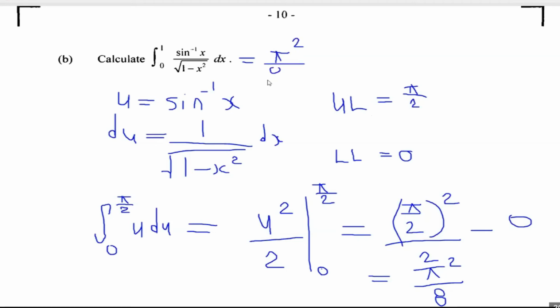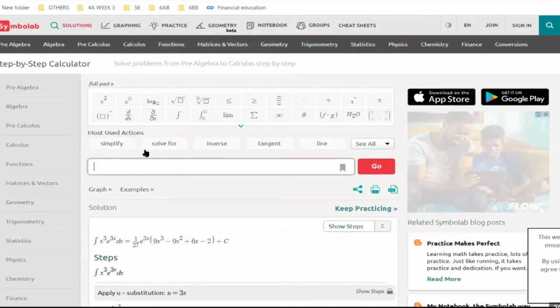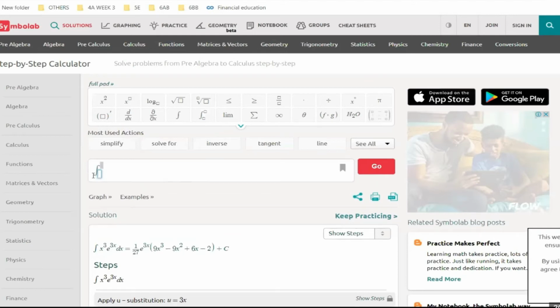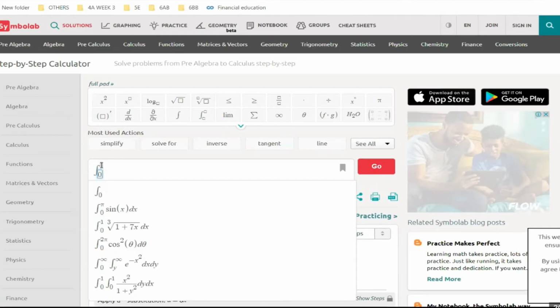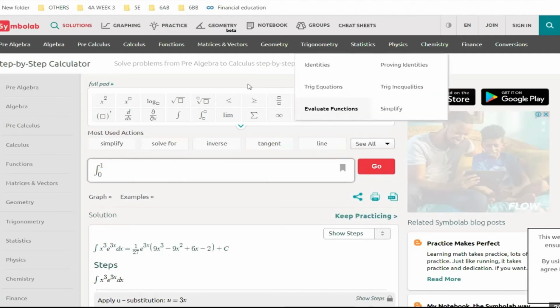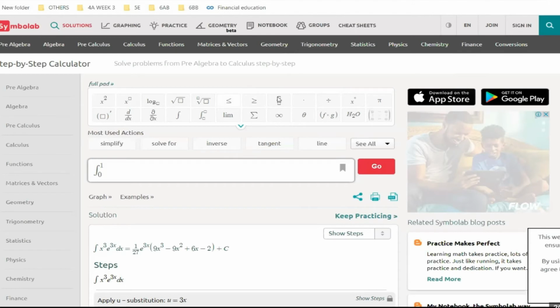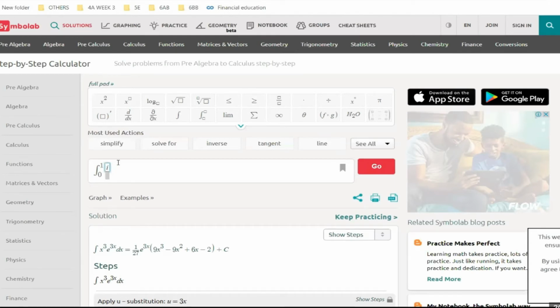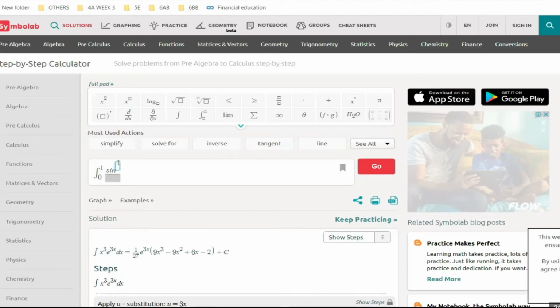All right. So just to check this answer, we go to Symbolab again. I'm always showing you this, guys, just to get used to practicing, making sure your answer is correct. So the integral from 0 to 1 of sine inverse of x over the square root of 1 minus x squared.